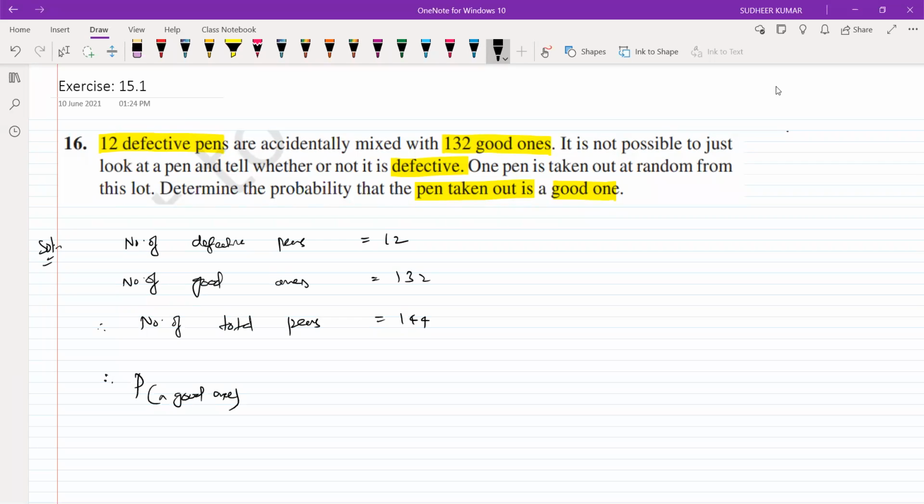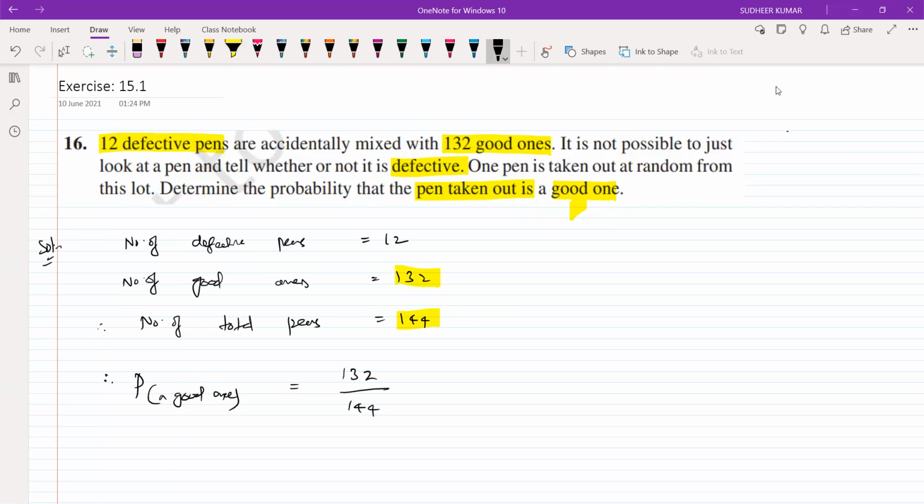Probability of a good one is, by the formula, number of favorable outcomes by total number of possible outcomes. Then how many favorable outcomes are possible? Good ones are 132 and total is 144. So the probability is 132 by 144.